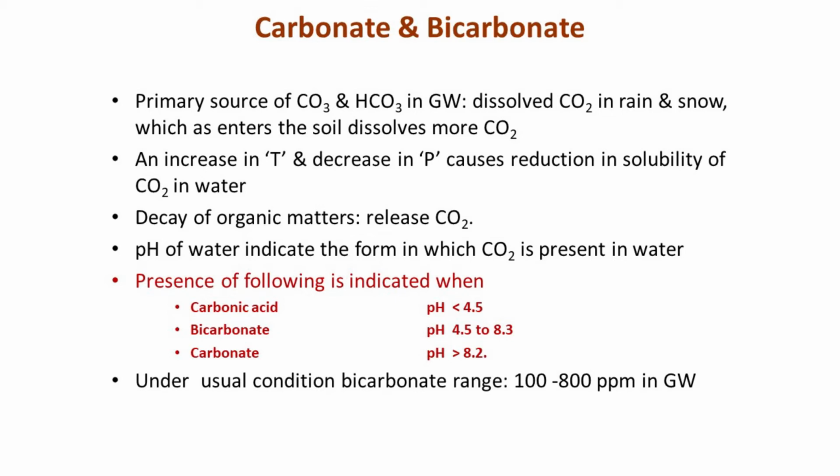The presence of carbonic acid, bicarbonates and carbonates indicates the type of water. If carbonic acid is present, the groundwater will have pH less than 4.5. If the groundwater has bicarbonates, the pH will vary between 4.5 to 8.3. And if the groundwater has carbonate, the pH will be more than 8.2. Now, under usual conditions, the bicarbonate may range from 100 to 800 ppm in groundwater.